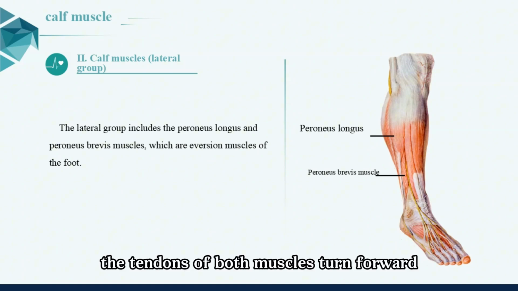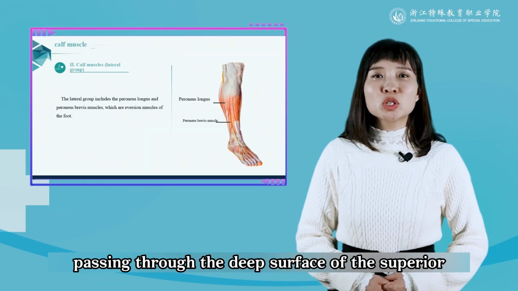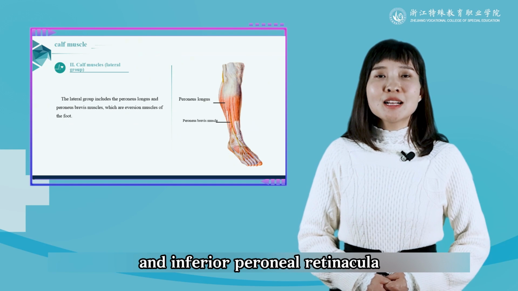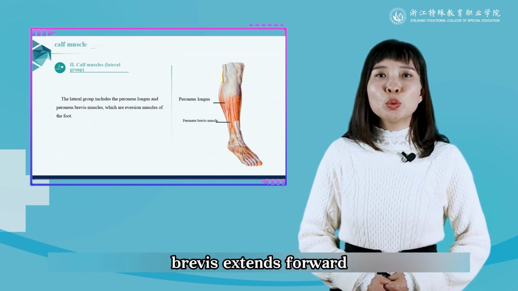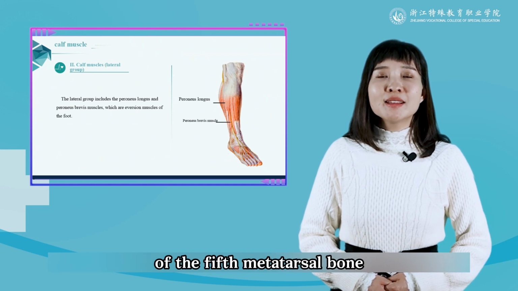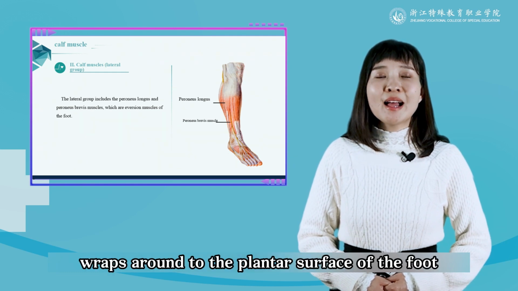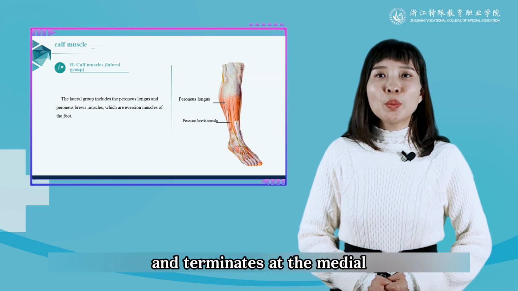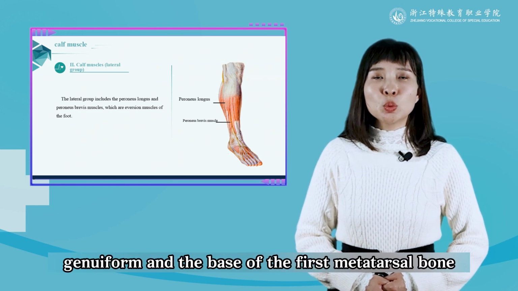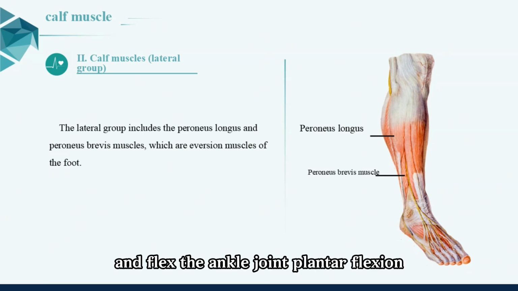The tendons of both muscles turn forward behind the lateral malleolus, passing through the deep surface of the superior and inferior peroneal retinacula. The tendon of the peroneus brevis extends forward and terminates at the tuberosity of the 5th metatarsal bone. The tendon of the peroneus longus wraps around to the plantar surface of the foot, running obliquely toward the medial side of the foot, and terminates at the medial cuneiform and the base of the 1st metatarsal bone. Their function is to evert the foot and flex the ankle joint, plantar flexion.